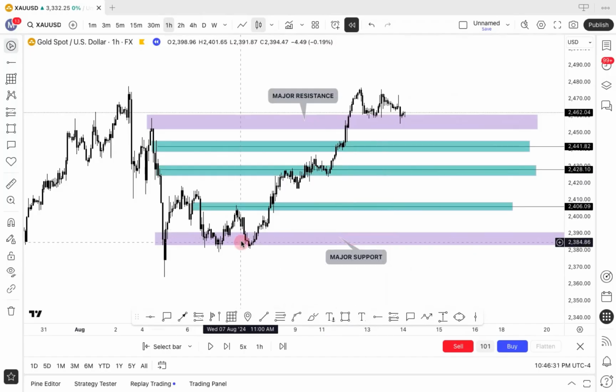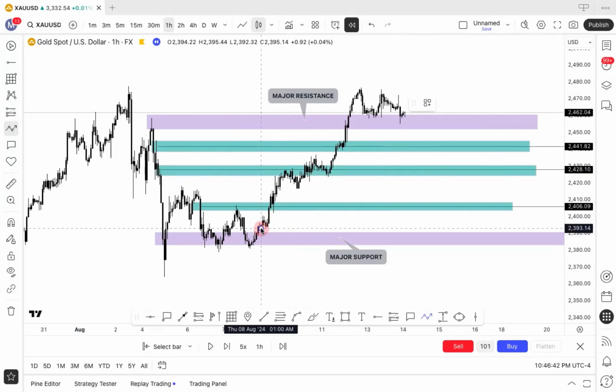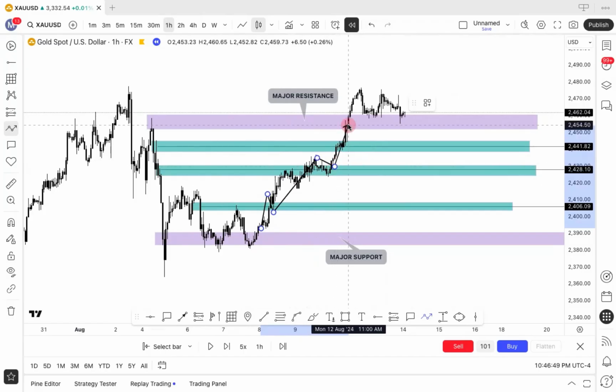If you don't want to wait for price to tap into our major zones, like our major support and our major resistance, you can get in where price is at these minor zones, right? You can wait for a break and then a retest here. You can wait for a break and then a retest here. And then because we're at our major zone, you can just wait for a break of the zone here and then a retest here. Okay?